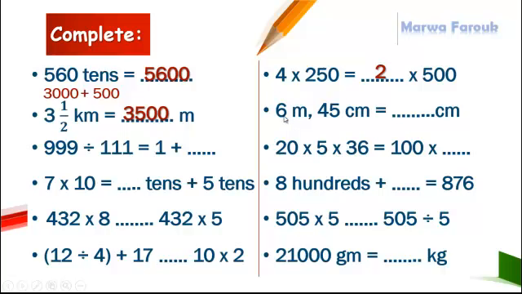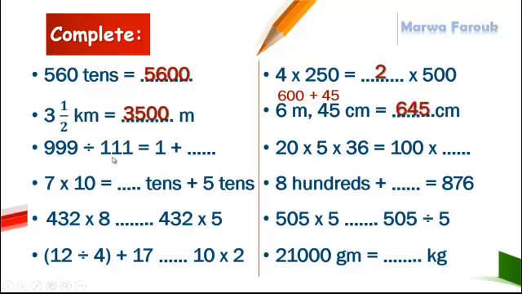Next one is the same, but here we have meter and centimeter. Here I have 6 meter and 45 centimeter equal how many centimeter? 6 meter is 600 centimeter and 45 centimeter will stay the same. So 600 plus 45 will be 645 centimeter.